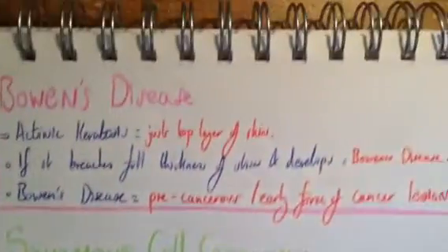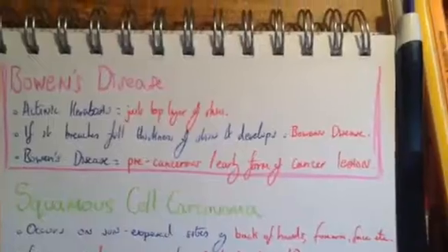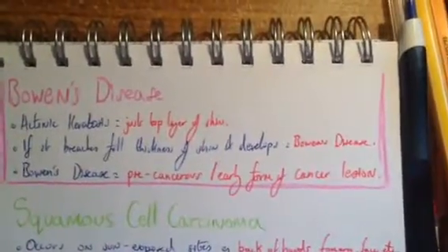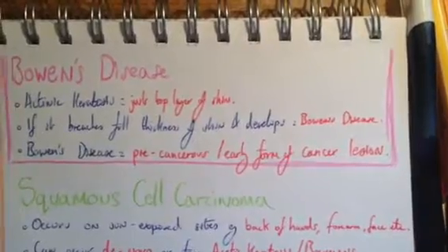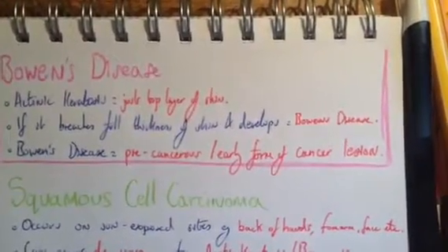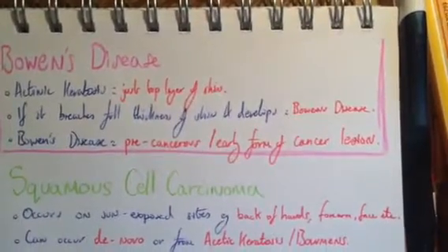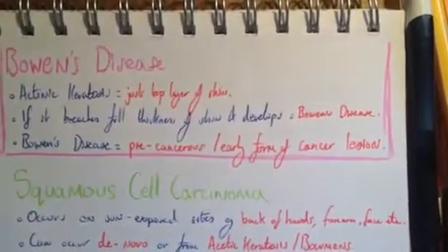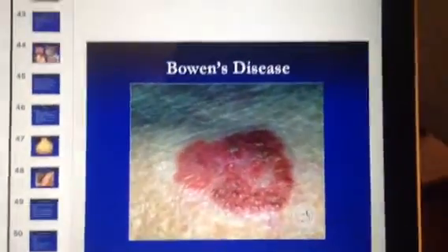So here is Bowen's disease. Actinic keratosis is when it's just the top layer of the skin, the epidermis, where you have atypical keratinocytes. However, if it breaches the full thickness of the skin, it becomes Bowen's disease. Bowen's disease is precancerous and an early form of a cancer lesion. So here is an example of Bowen's disease.